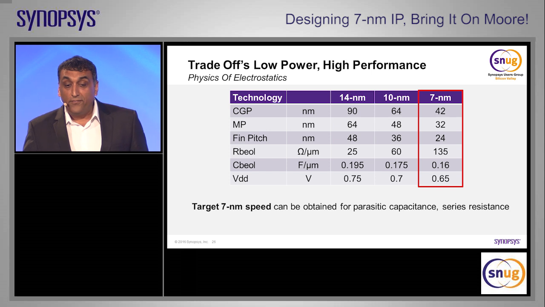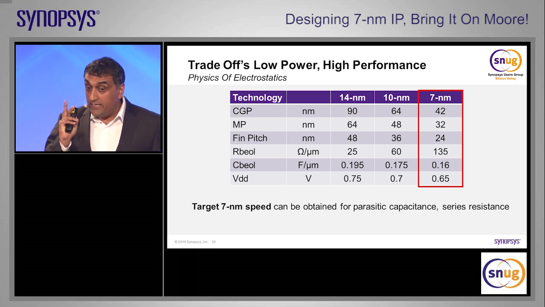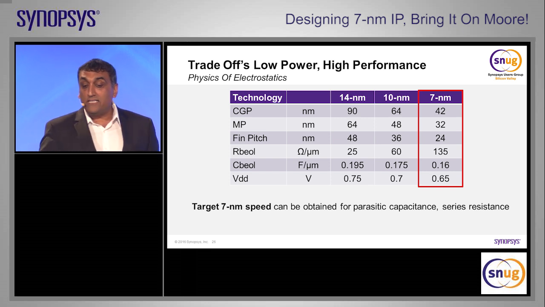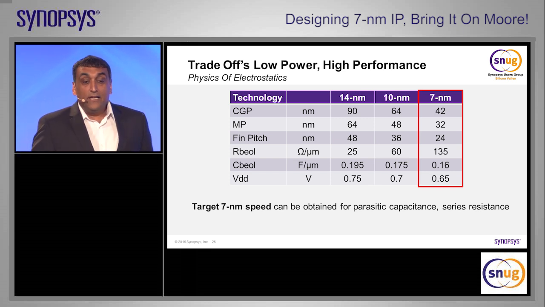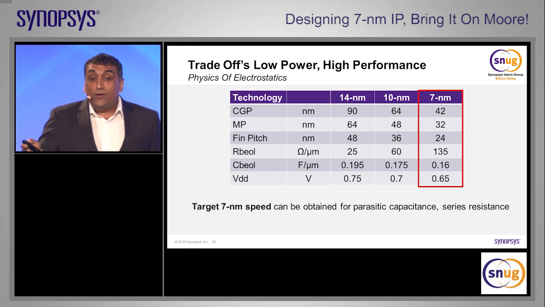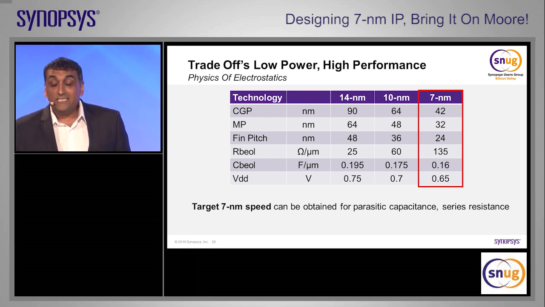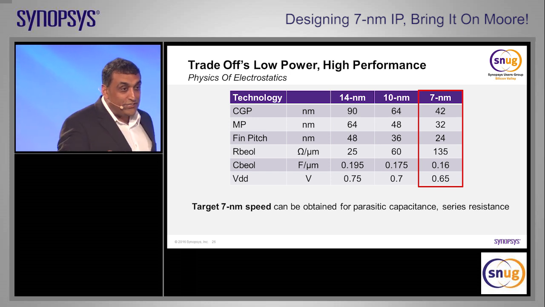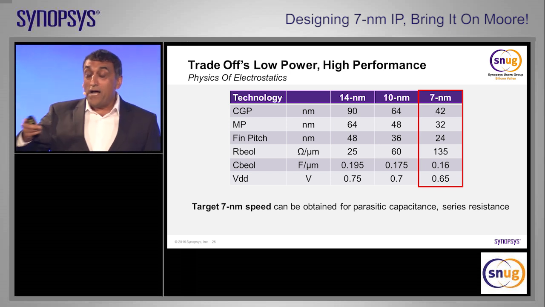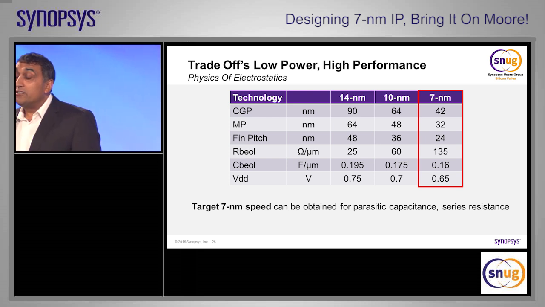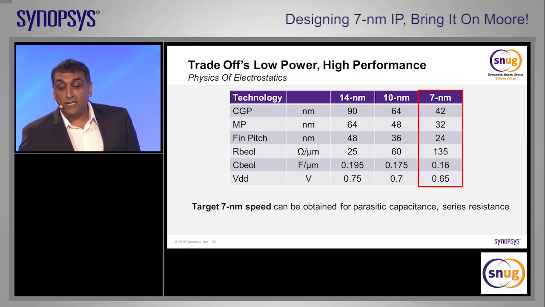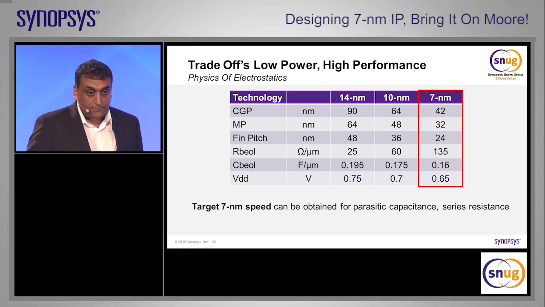So the target drive current per fin needed to reach the target speed for 7 nanometers can be attained for those various back end of line effects like the R and the C, depending on how you trade off your electrostatics. So that's a key point. These trade-offs will give you the high performance, latest generation of FinFET device and the low power version of that FinFET device because of the way you trade off the electrostatics. Target 7 nanometer speed can be attained for various parasitic capacitances and series resistances.